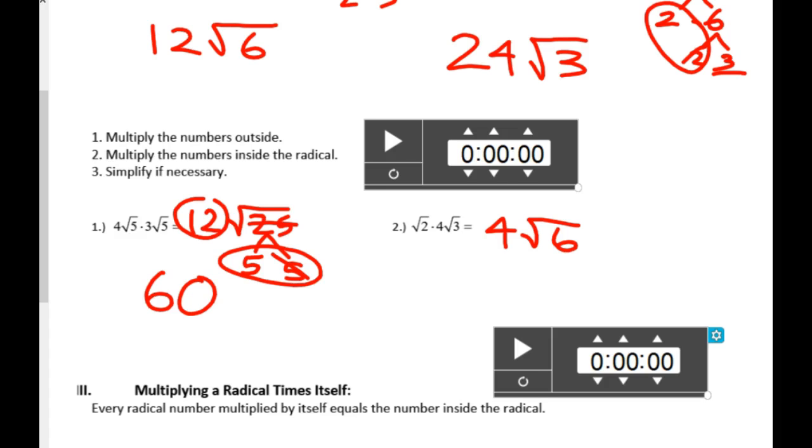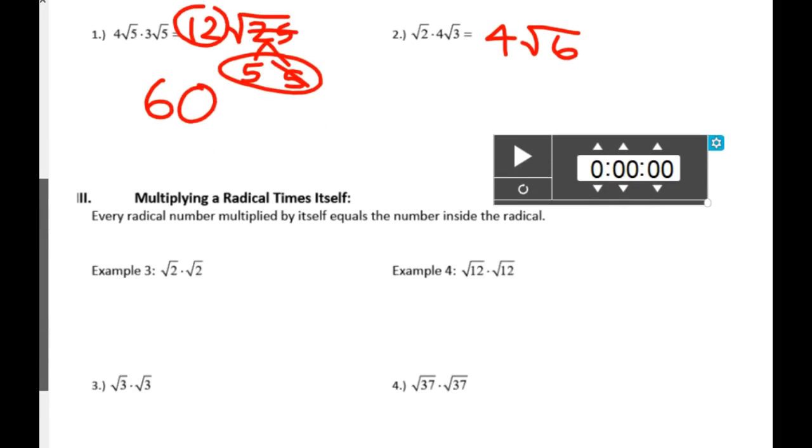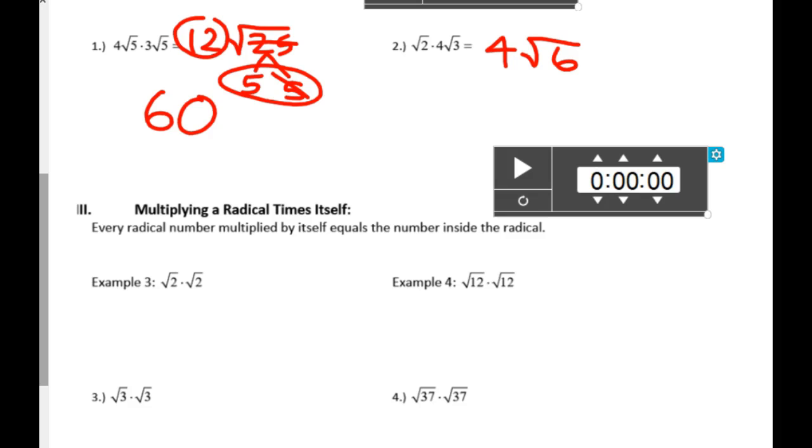Okay? Now, here's something new, but it's something old, kind of. Okay? When you multiply a radical times itself, the radical goes away. Okay? So check it out. Square root of 2 times the square root of 2, remove the square root, is 2. So here's why. Square root of 2 times square root of 2 is really square root of 4. And what's the square root of 4? 2.